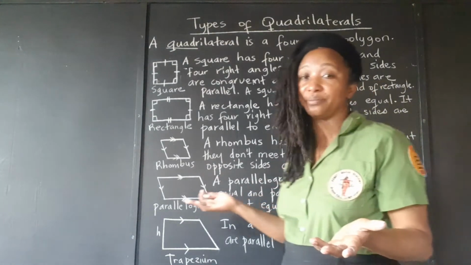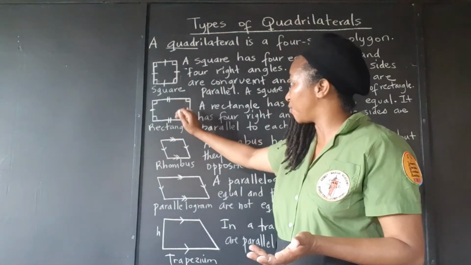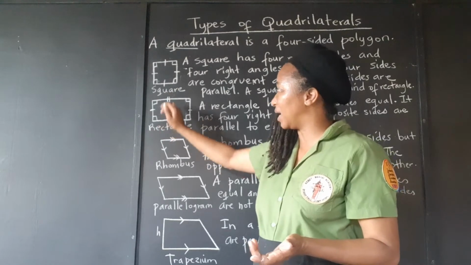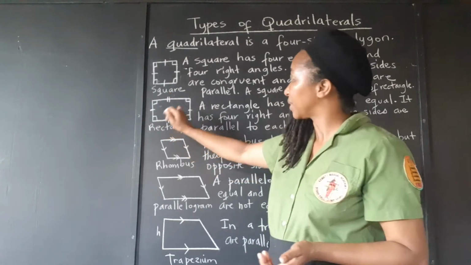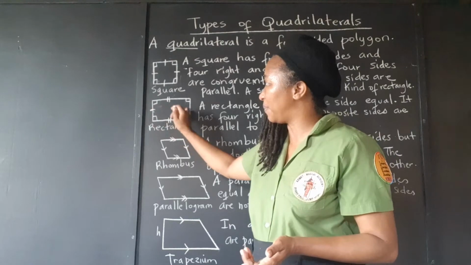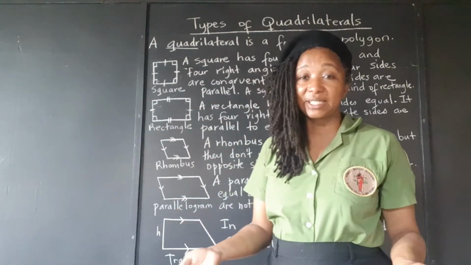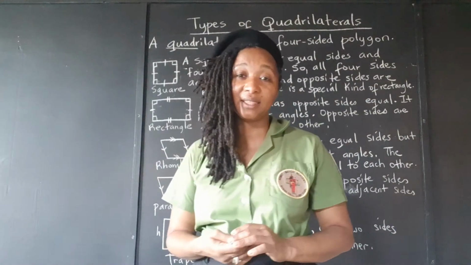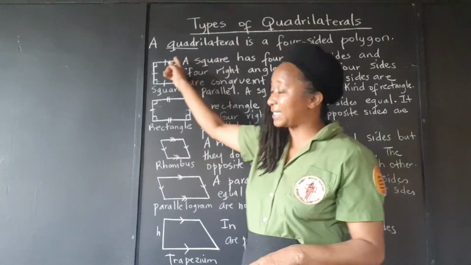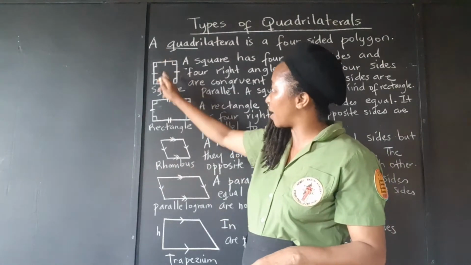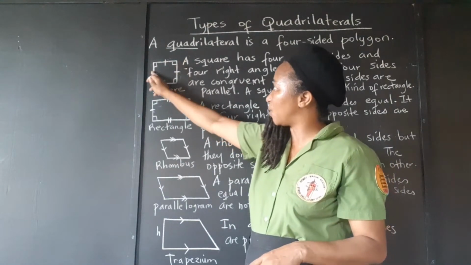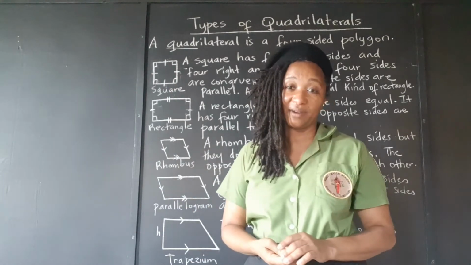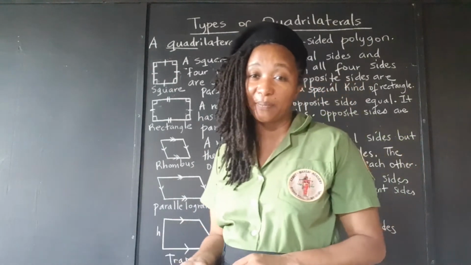That's a rectangle. So the rectangle also has 4 right angles. These 2 sides are equal and parallel to each other. These 2 sides are equal and parallel to each other. That's a rectangle. So we see why the square is a rectangle. It's just that in the square, all the sides are equal. So yes, these 2 are equal and parallel. These 2 are equal and parallel. They're all equal and parallel in the square. So it is a type of rectangle.